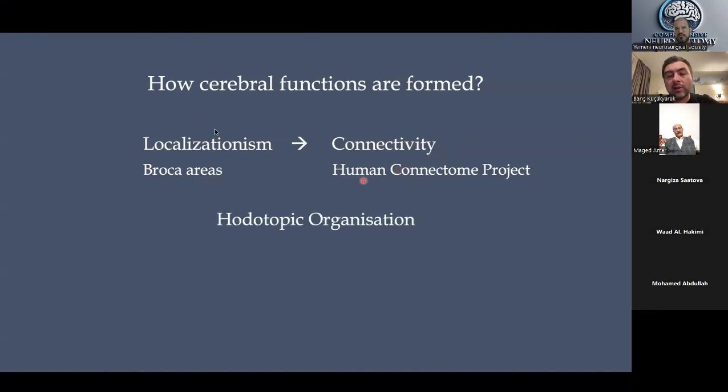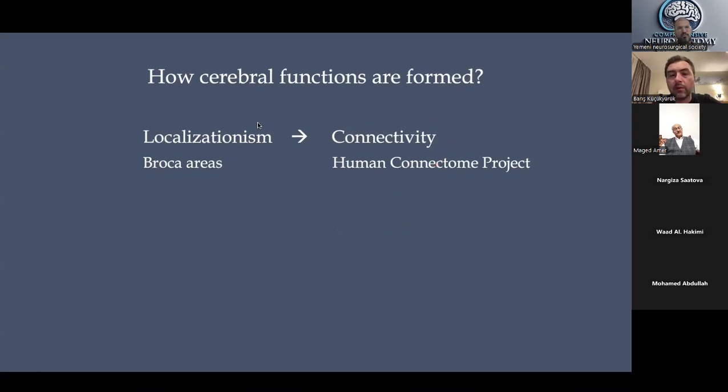Actually, there is another topic which I will just name: the holotopic organization model of the brain, which means that with each function, all parts of the brain are at work to make that function. But now we'll be speaking just about the connectivity part of this function.